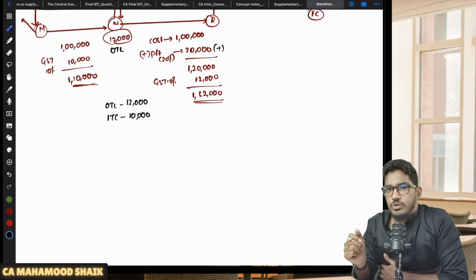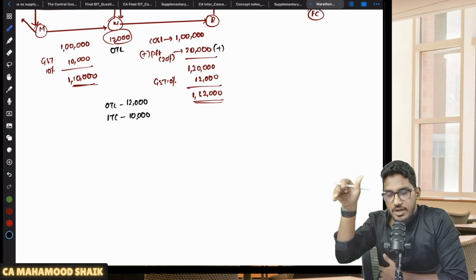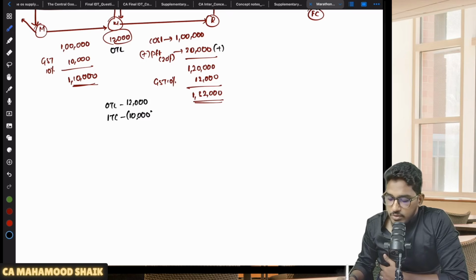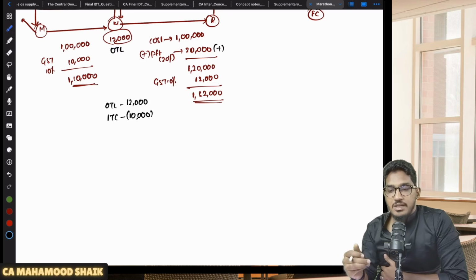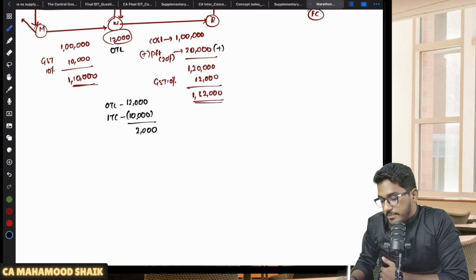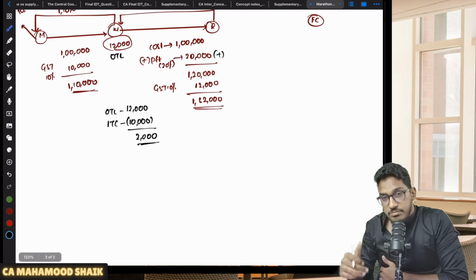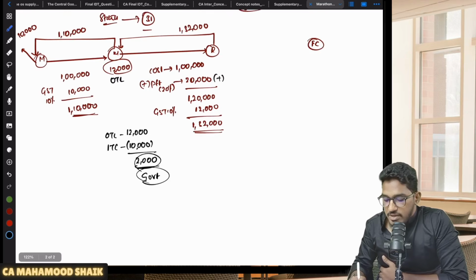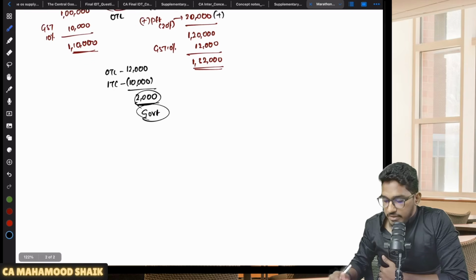But I'm not a fool, because I will not pay the full amount. I have a wallet, in which the government has already loaded 10,000 rupees. So I will adjust that output tax liability against my input tax credit, and the balance 2,000 rupees only I will pay to the government. So how much money has gone from the wholesaler to the government? 2,000 rupees. From the manufacturer, 10,000 rupees has gone to the government, and from the wholesaler, another 2,000 rupees.